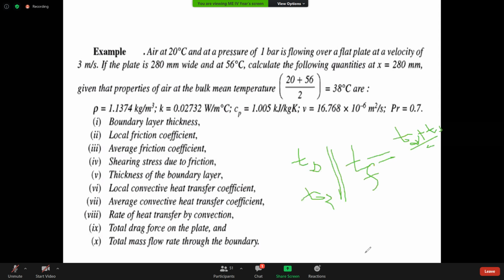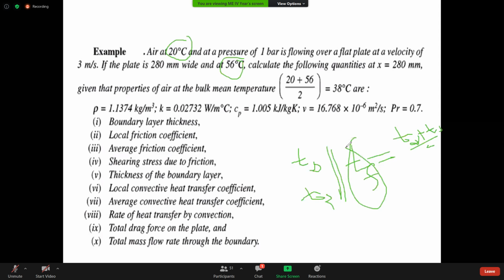Step 1, identification of natural or forced convection. Step 2, internal flow or external flow. Step 3, calculation of TF. That is the mean temperature, or bulk mean temperature, we call it. See here, the surface temperature is given as 56, and next 28 is the air temperature, the fluid temperature. Find out the mean temperature.